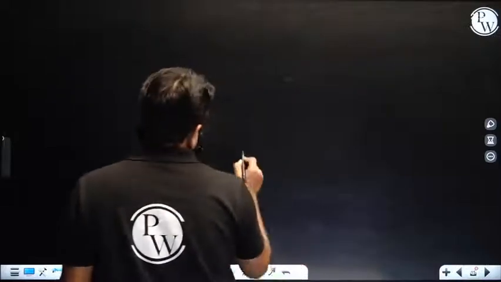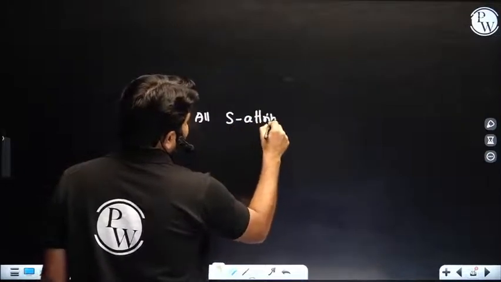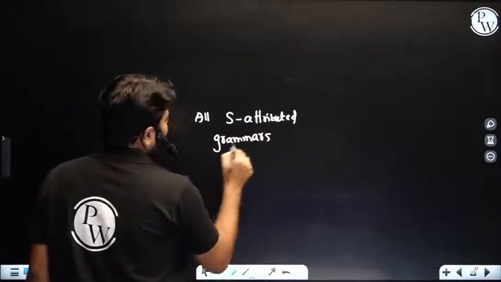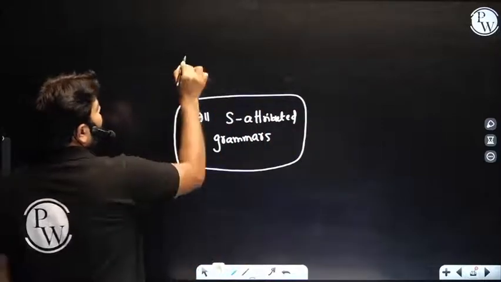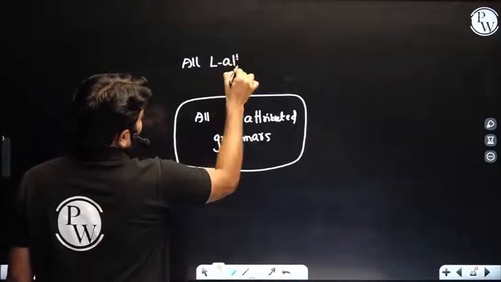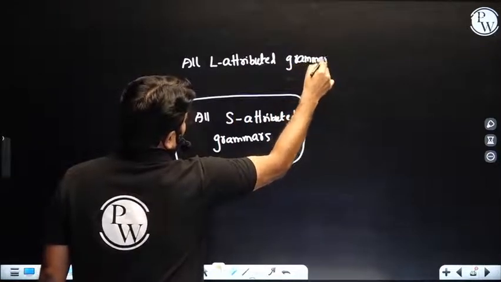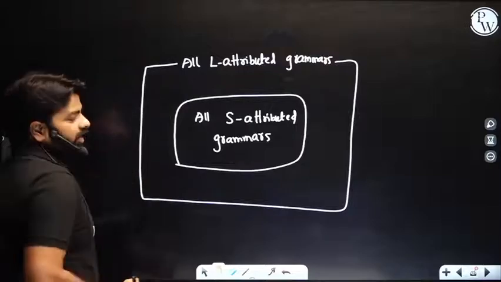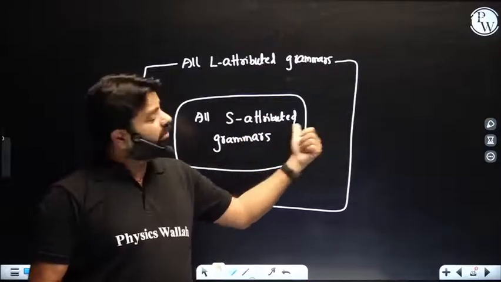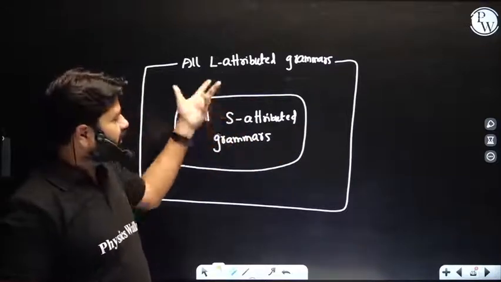If you want to see the relation, all grammars, let's keep all S-attributed grammars here, and all L-attributed grammars keep here. So I can say every S-attributed grammar is L-attributed, but an L-attributed grammar may be S-attributed or may not be S-attributed. So there are two places you may see L-attributed, but when you see S-attributed, it's by definition L-attributed too. Okay, you can relate these two points carefully.